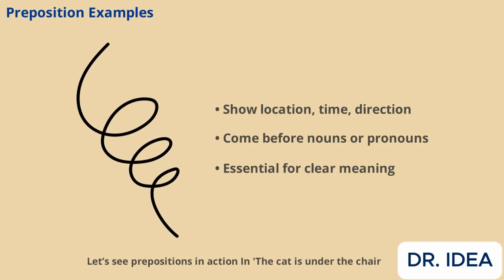Let's see prepositions in action. In the cat is under the chair, under shows the cat's position. In she walked across the road, across tells us the direction. Prepositions often come before nouns or pronouns to show location, time, or direction. Using prepositions correctly helps your sentences make sense.